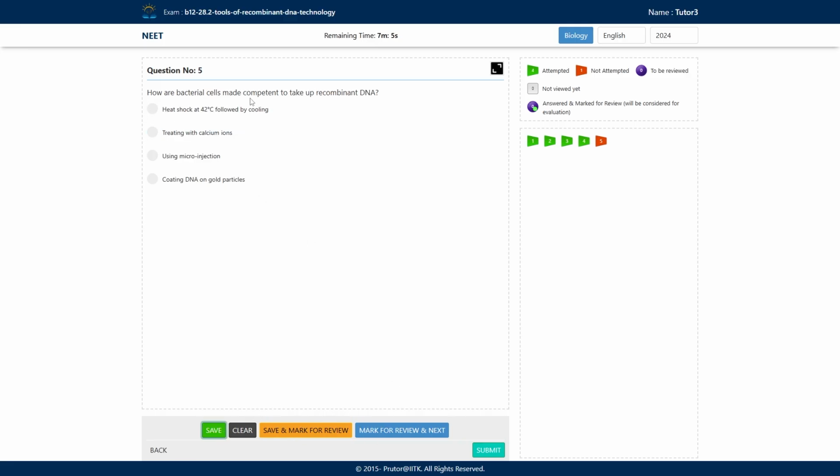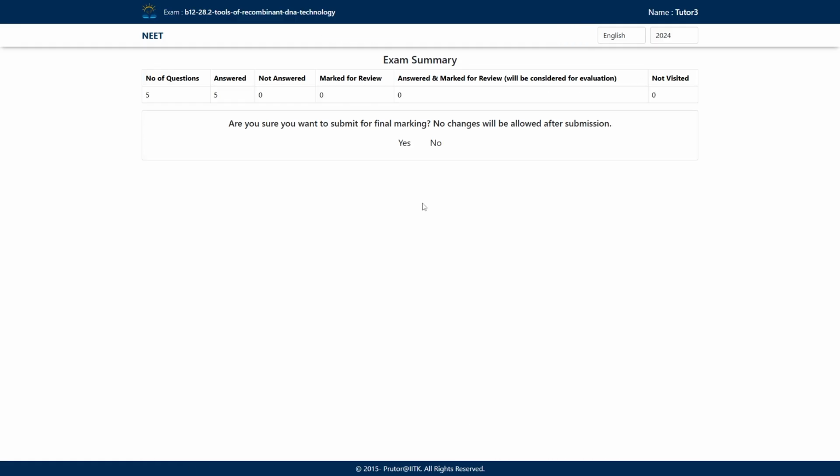How are bacterial cells made competent to take up the recombinant DNA? This part is something that we are going to discuss in upcoming classes, but the answer is treating with calcium chloride, that is, treating with calcium ions. But don't worry, this question is not from today's lecture. But still, we will save it. We saved it, and we will submit it and see how many questions we have done right.